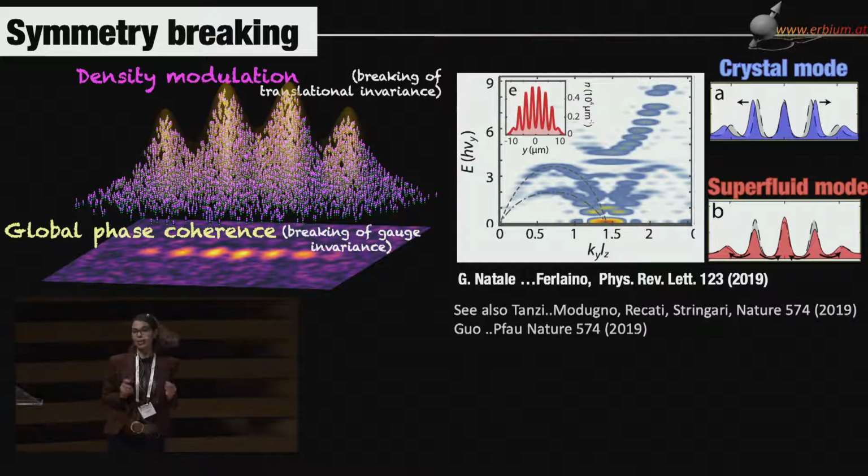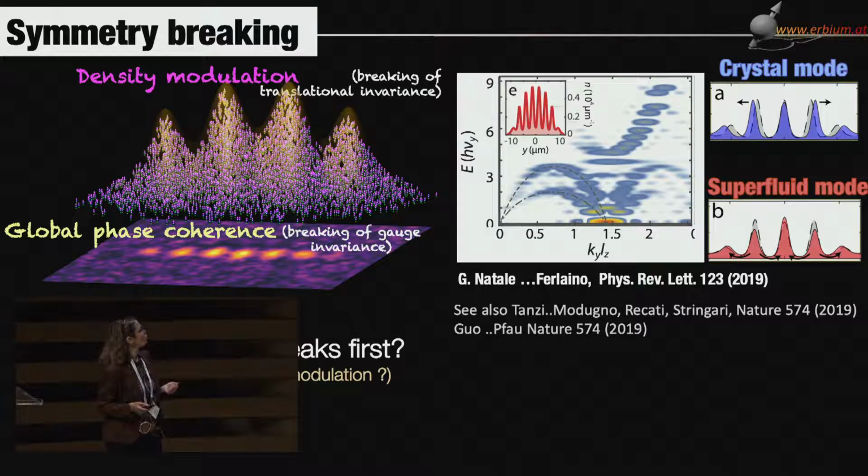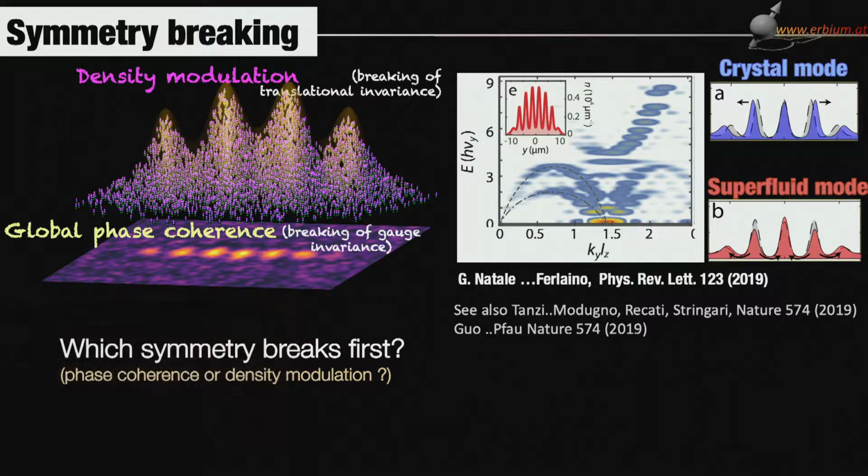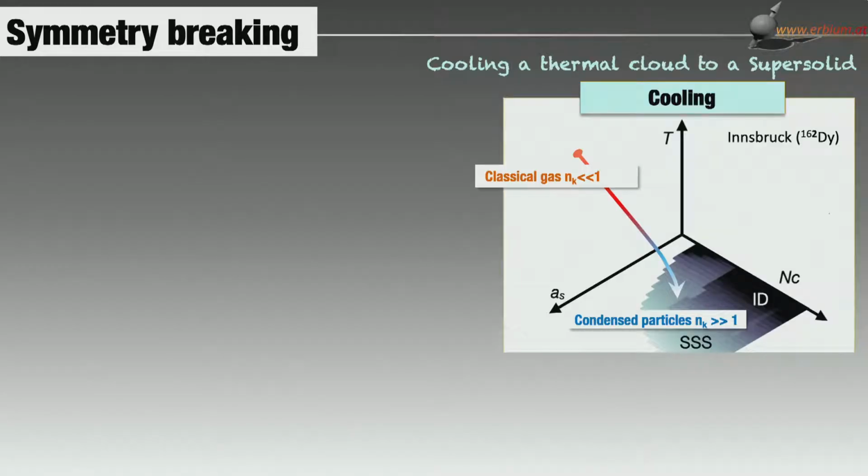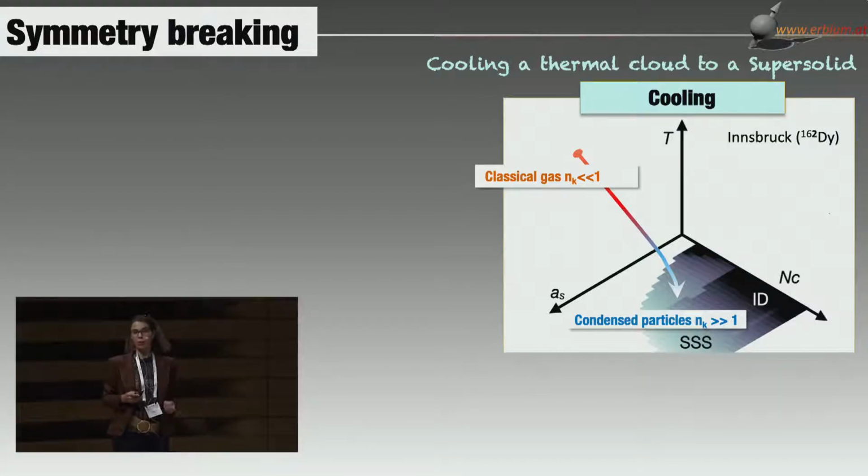And then we can ask ourselves, okay, we have two broken symmetries, which one broke first? This was actually our question: is it the phase coherence or the modulation? To do this, you need to start with a state that has no coherence and no modulation, so from a thermal gas. And here comes our special way in Innsbruck to study supersolidity, which is that we can directly cool the system, so we really do the thermodynamic transition from a thermal gas condensing into the supersolid state. It's just decreasing thermal energy.